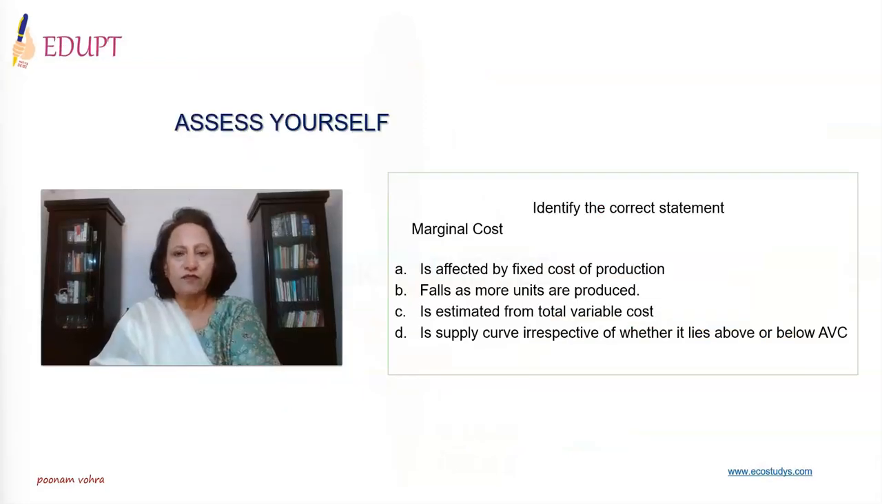Now assess yourself and pick the correct option out of the 4 options given for a statement. Marginal cost, option A, is affected by fixed cost of production. B. Falls as more units are produced. C. Is estimated from total variable cost. And D. Is the supply curve irrespective of whether it lies above or below average variable cost.